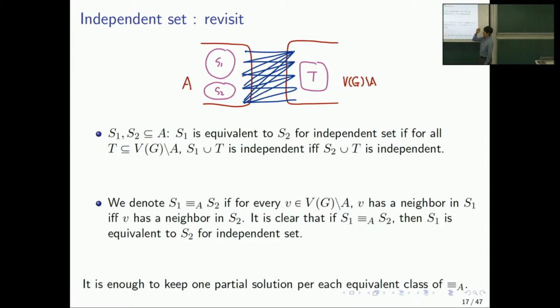then they are equivalent for independent set, right? Because assume that S1 union T is an independent set, which means that no vertex in T has a neighbor in S1. So each vertex also has no neighbor in S2, right? So S2 union T is also independent. Of course, we assume that S1 and S2 are each independent. So it's enough to keep one partial solution for each equivalence class of this notion. And the question is how many equivalence classes there are.